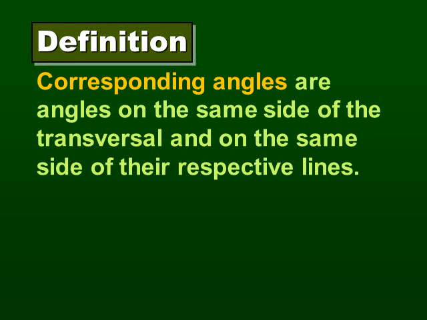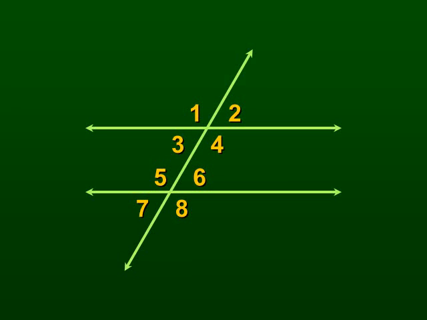Last, we have corresponding angles. These are angles that are on the same side of the transversal, and they're on the same side of different lines. So let's look at an example of that. Here we have the transversal, so same side of the transversal. An example would be 1 and 5. Do you see how they're both angles are above the line, but also on the same side of the transversal?